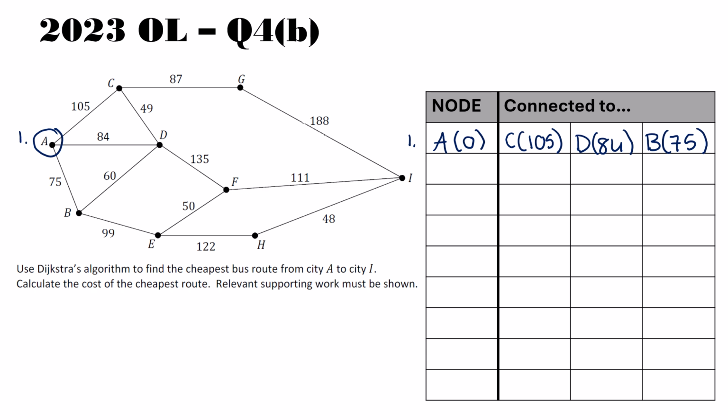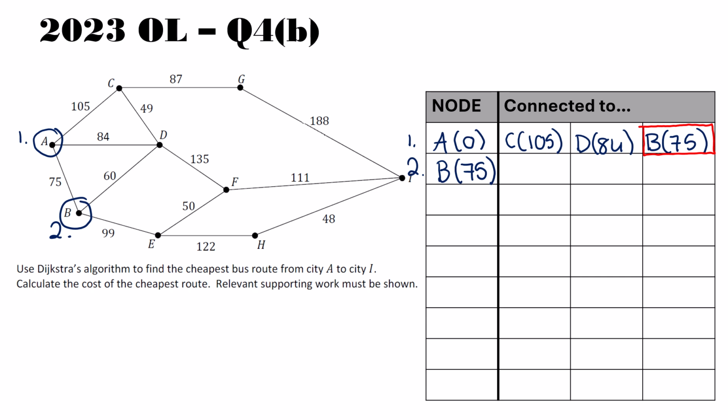These are working values. Nothing is set in stone. And we choose the next smallest number. So our smallest distance is going to come from B, and it's 75. As soon as we use that, I put a box around it. This node now becomes locked in as node 2, and I circle it on my graph.